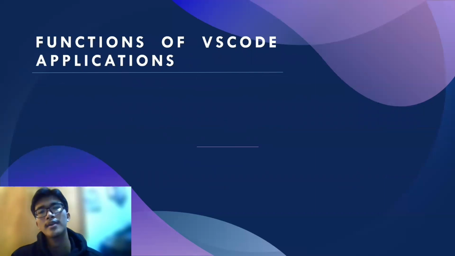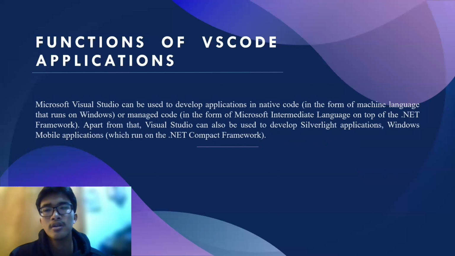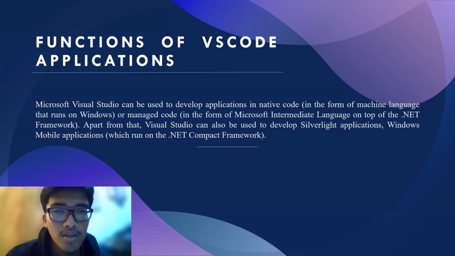Function of VSCode application. Microsoft Visual Studio can be used to develop applications in native code in the form of machine language that runs on Windows, or managed code in the form of Microsoft Intermediate Language on top of the .NET framework. Apart from that, Visual Studio can also be used to develop Silverlight applications and Windows mobile applications, which run on the .NET Compact framework.